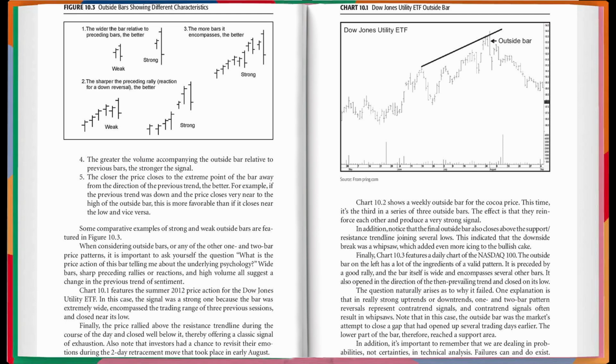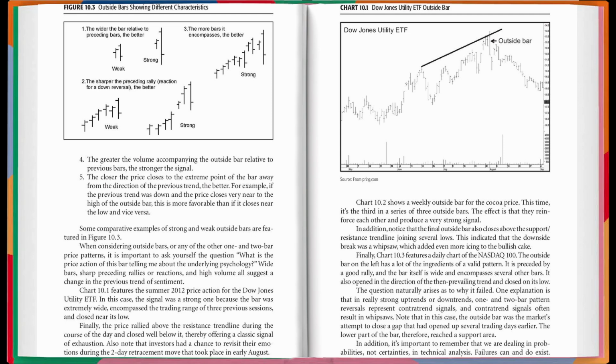Chart 10.2 shows a weekly outside bar for the cocoa price. This time, it's the third in a series of 3 outside bars. The effect is that they reinforce each other and produce a very strong signal. In addition, notice that the final outside bar also closes above the support/resistance trend line, joining several lows. This indicated that the downside break was a whipsaw, which added even more icing to the bullish cake.